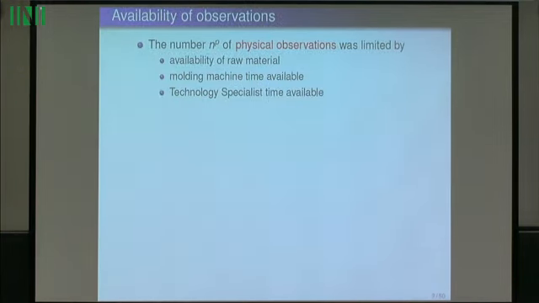Okay, so we could take some physical observations from this machine. They have a machine at OSU. The number of observations we could take was limited because, firstly, there was a limited amount of raw material. The molding machine time, it's used as a teaching tool, so there's only a limited amount of time we could have on that. And similarly, the technology specialist who ran the experiments, his time was limited.